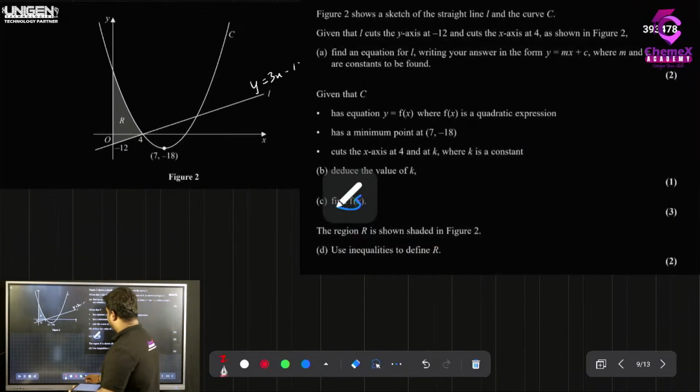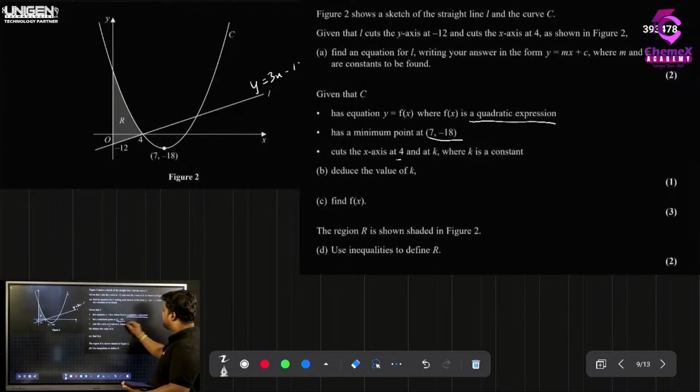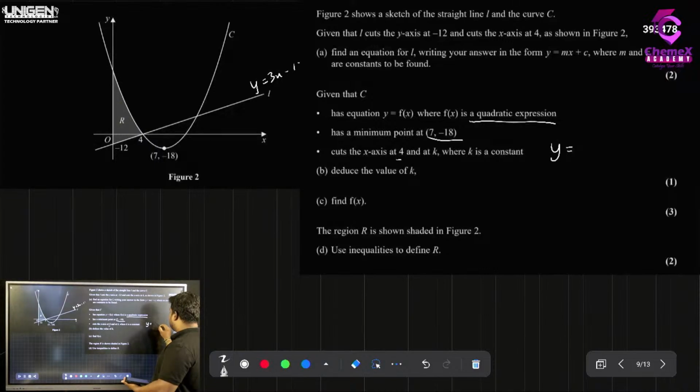So in the next part, they are asking, given that C has an equation y equals f(x), where f(x) is a quadratic expression. Yeah, because it's a U shape, it should be a positive x squared graph, right? The minimum is 7 and minus 18, and it cuts the x-axis at 4. Find k, where k is a constant. So if the minimum is given, do you know the completing the square method? Let's put a k here. For x, we take the opposite sign of this. k(x minus 7) squared minus 18.